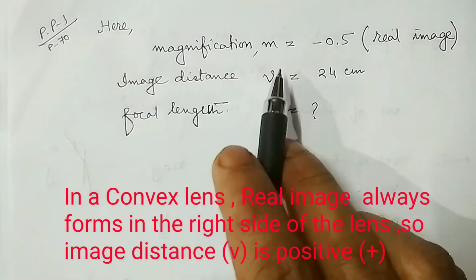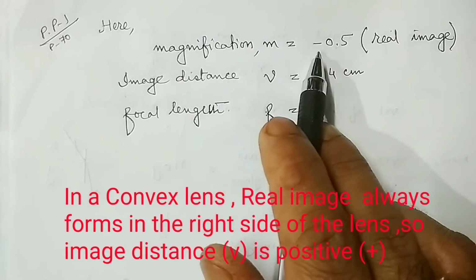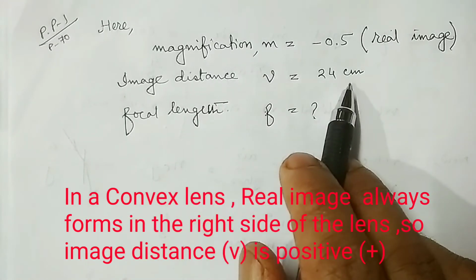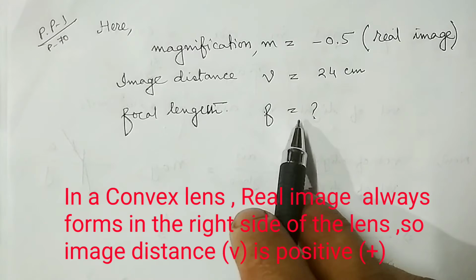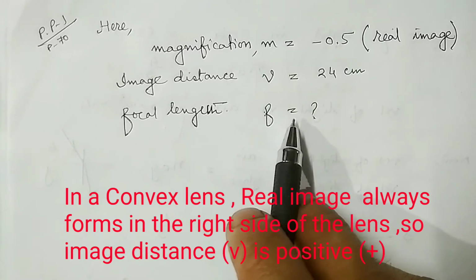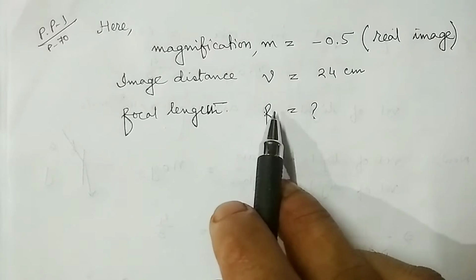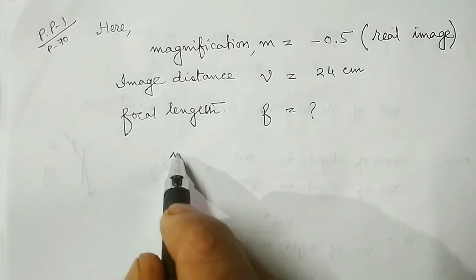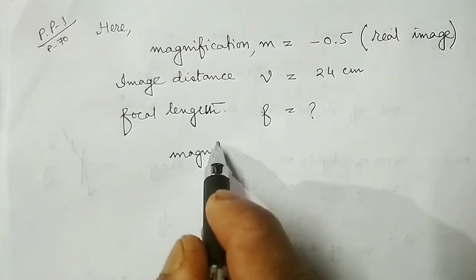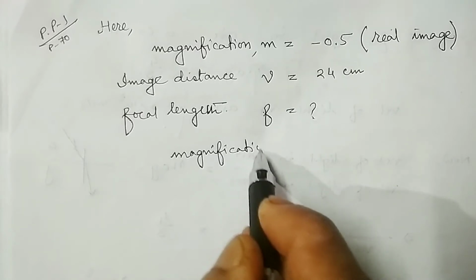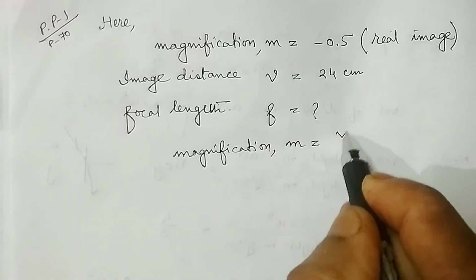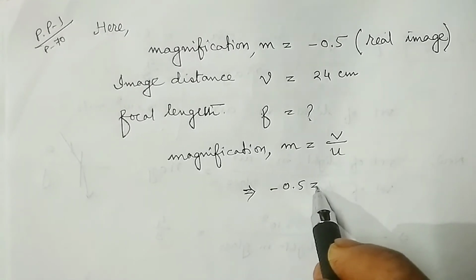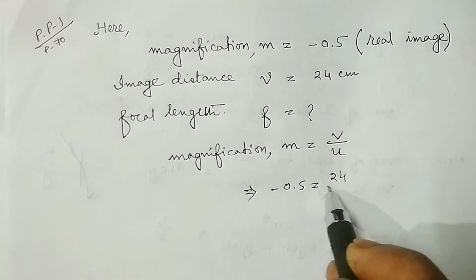So here magnification M is minus 0.5. We have given this minus because the image is real. Here image distance is given in the question as 24 cm, and the focal length of the lens is to be calculated. But without knowing the object distance, we cannot calculate focal length. So first of all, we will calculate object distance. We know in case of a lens, magnification M equals V by U. Here magnification is minus 0.5 equals V by U. V is 24, U is not known.